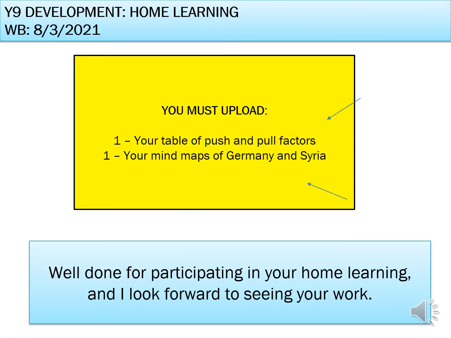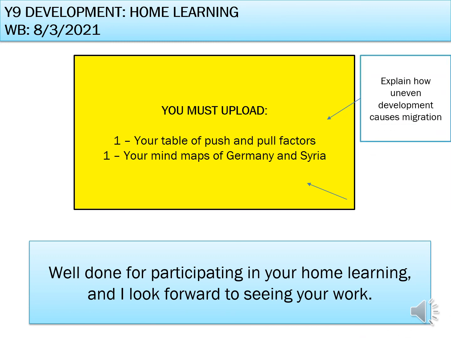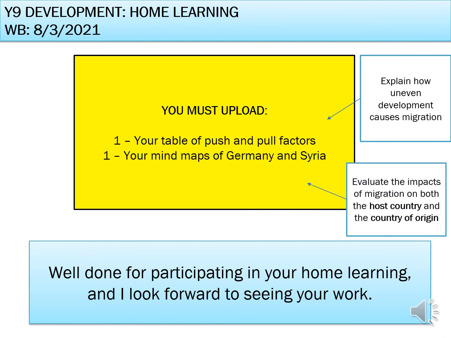So now that we've completed the lesson, I just want to go through what I want you to upload to Class Charts. So first of all, I'd like you to upload your table of push and pull factors, which links to our second learning objective, which was explaining how uneven development causes migration. I then want you to upload your mind map of both Germany and Syria, and that links to evaluating the impacts of migration on both the host country and the origin country, and we're looking for the positives and negatives of that migration between those 2 countries.